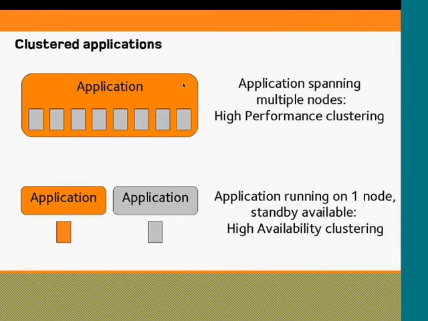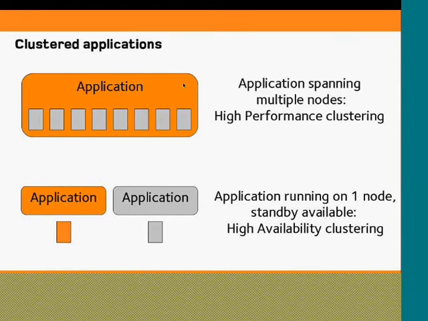Whereas, by contrast, if we are talking about another approach at clustering, we have applications that happen to be running on a single node, but which have some sort of a standby node. And this can be a very, very hot standby where the failover is practically seamless, to a warm standby, to a cold standby where you're literally powering on machines to take over the failed application. That is known as high availability clustering.